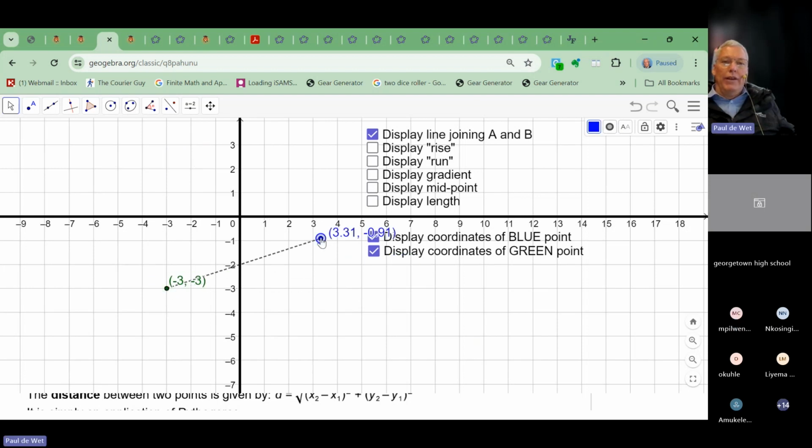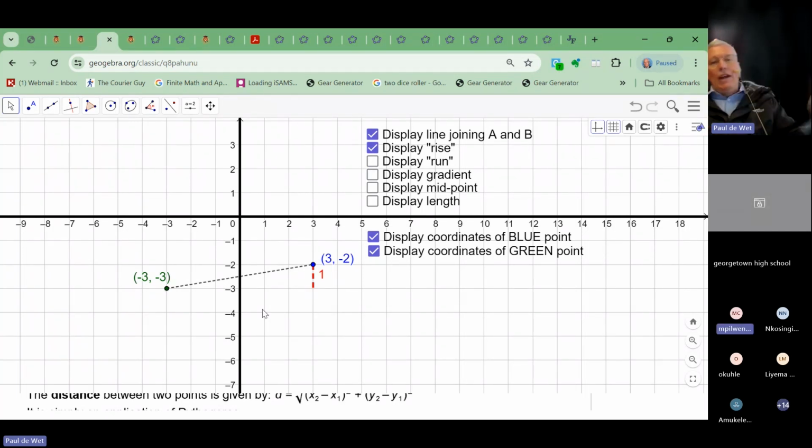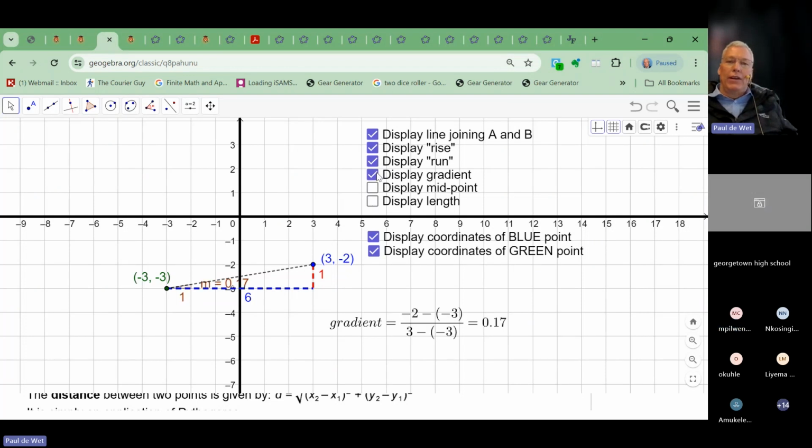How much have I risen when I move from the left to the right? How much have I risen? Only 1. How much have I run across? No, guys, I've risen 1. I've run 6. Run is left to right, and rise is up down. So what's the gradient? It's going to be 1 over 6. There's the gradient, 1 over 6. Okay, as a decimal.